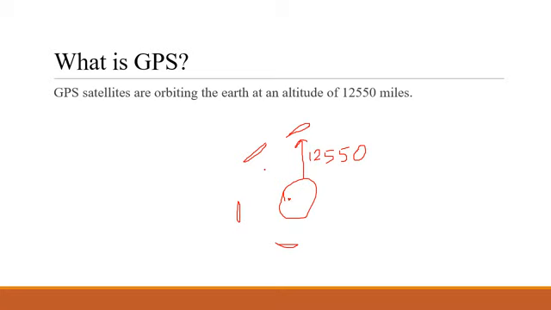Minimum 4 satellites are required for a GPS. These give X or latitude, Y, longitude, Z, altitude, and T, time. So minimum 4 satellites are required for a GPS receiver, for a GPS device, to track or trace a device.